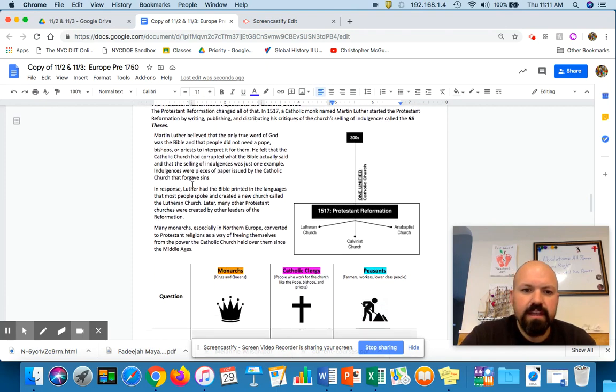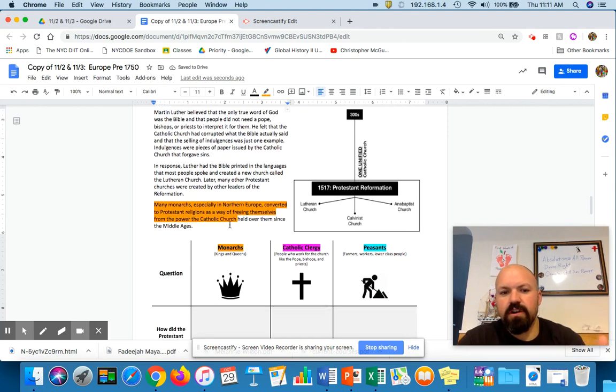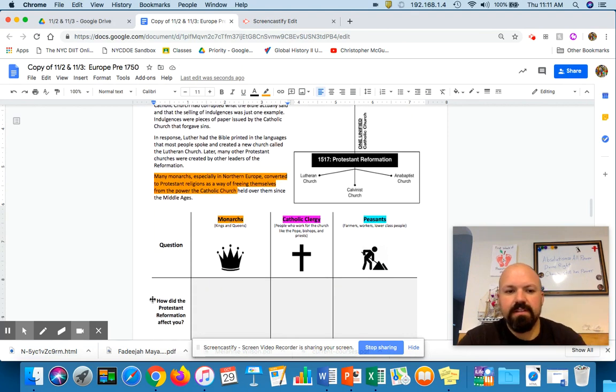Okay, it's like right here, many monarchs, especially in Northern Europe, converted to Protestant religions as a way of freeing themselves from the power of the Catholic Church. So that's something I would highlight in orange. This way I know as I'm reading, I've color coded and I can just pull out little pieces to help inspire me in my answers.